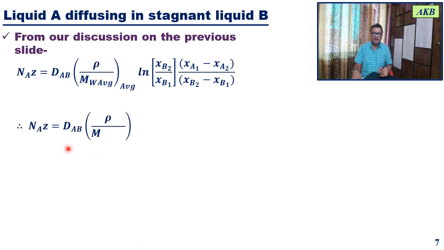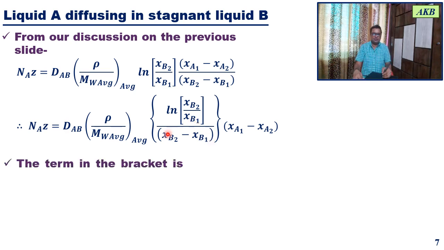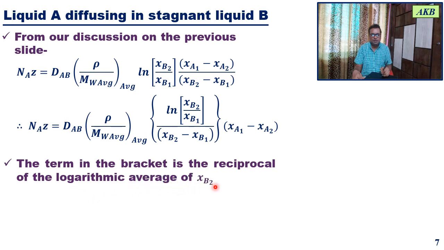Let us rearrange this equation. Na into Z, that is equal to DAB rho upon MW average ln of xb2 by xb1 divided by xb2 minus xb1 into xa1 minus xa2. So what I have done, I have collected all b terms and grouped that in this bracket. Okay, now just concentrate on the term in the bracket. So what can you say about the term? The term in the bracket is the reciprocal of the logarithmic average of xb2 and xb1.